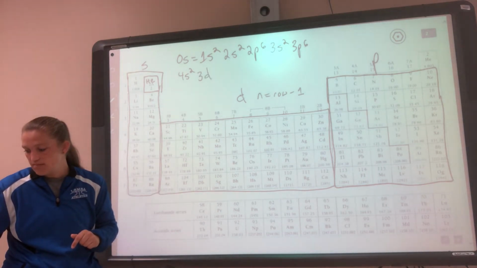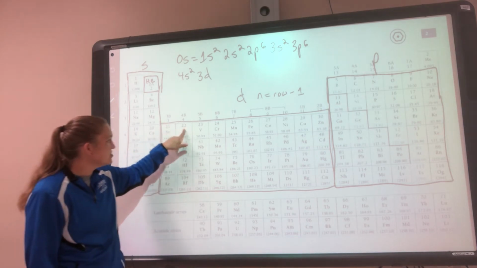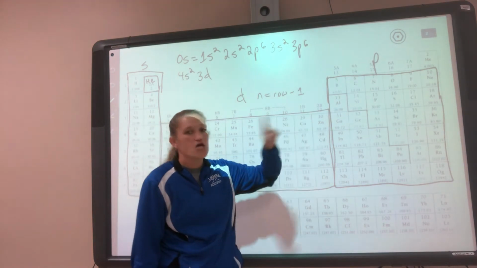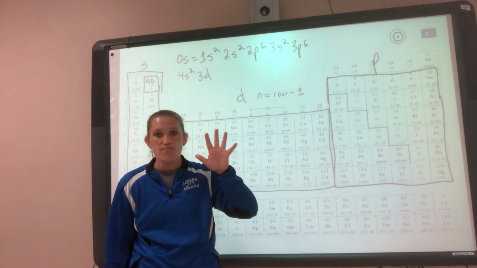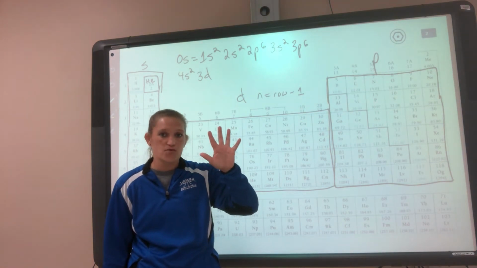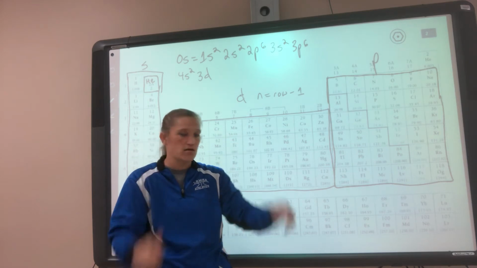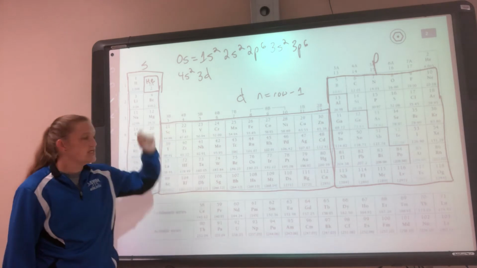So 3d, and then we say 1, 2, 3, 4, 5, 6, 7, 8, 9, 10. Because remember, the d orbital has 5 orientations, so that means that it has 5 suborbitals. Every orbital can have 2 electrons. 5 times 2 gives you 10. So I have 10 of these 3d.